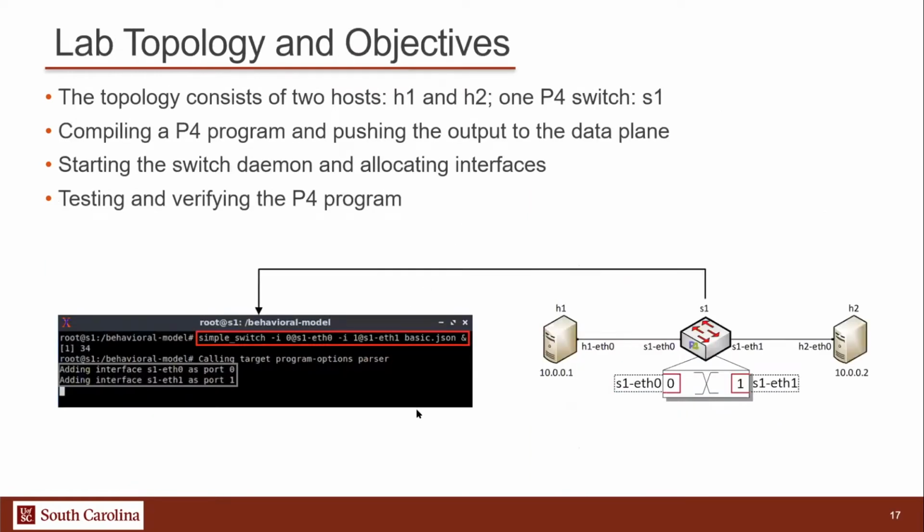For this lab, we have a very simple topology. We have one P4 switch and we have 2 hosts, H1 and H2. We will see how we can compile the P4 program, and then push the output of this compiler to be used as a program for the switch, as the data plane description. And then we will see how we can start the daemon, allocate the interfaces, and perform a simple test to verify that this program is running.